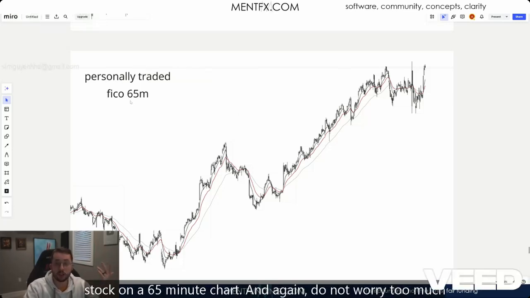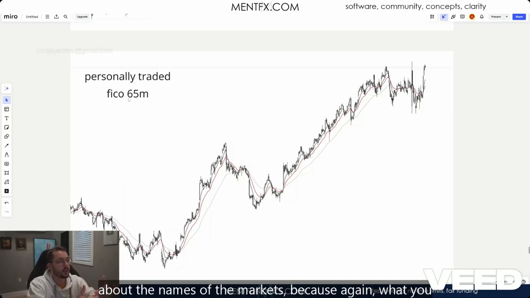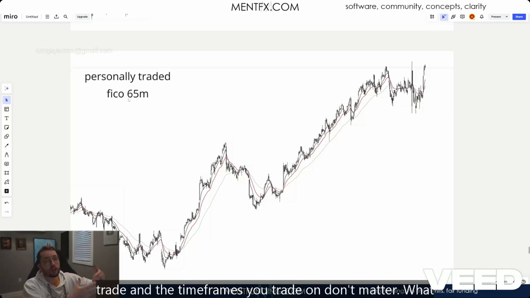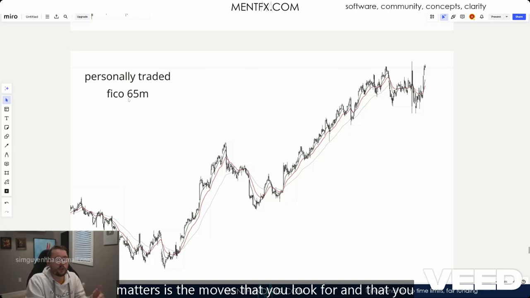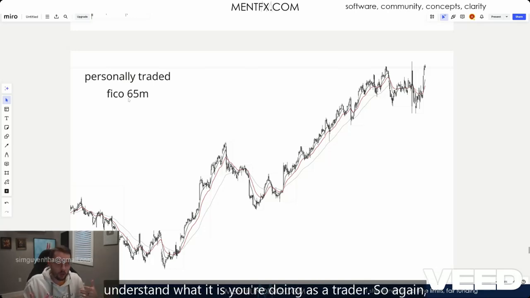This is FICO, a stock on a 65-minute chart. And again, do not worry too much about the names of the markets, because what you trade and the timeframes you trade on don't matter. What matters is the moves that you look for, and that you understand what it is you're doing as a trader.